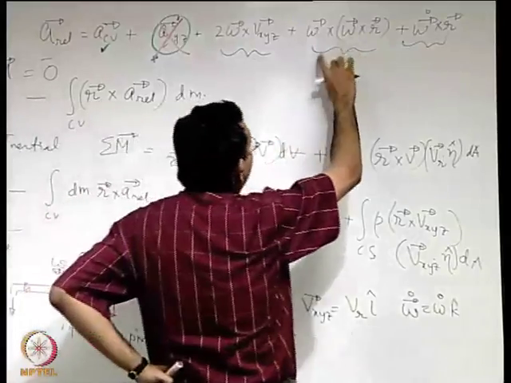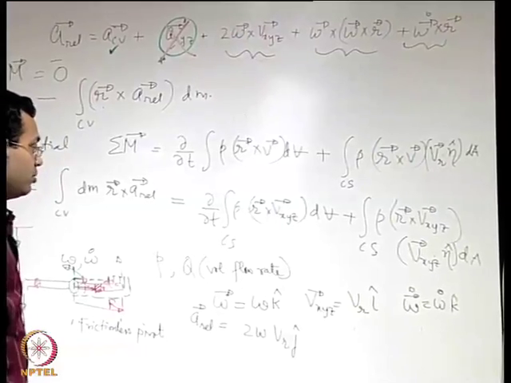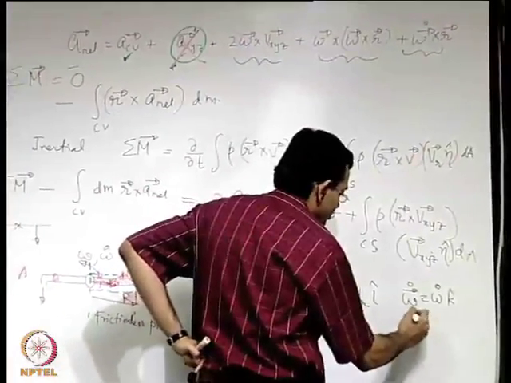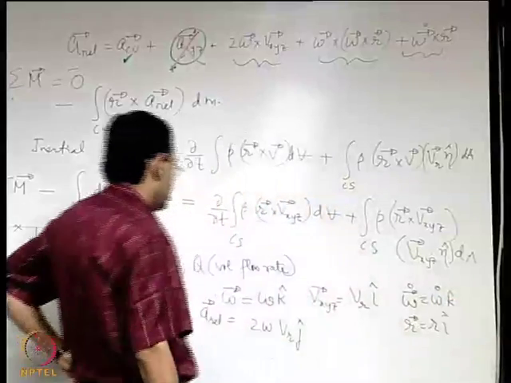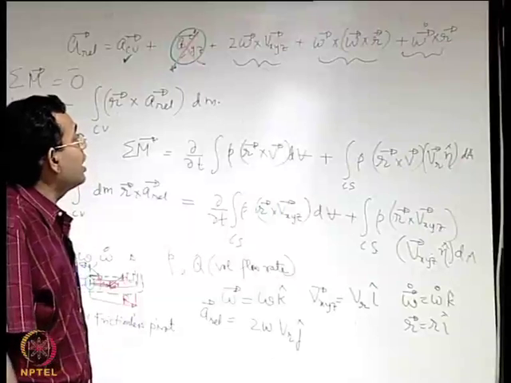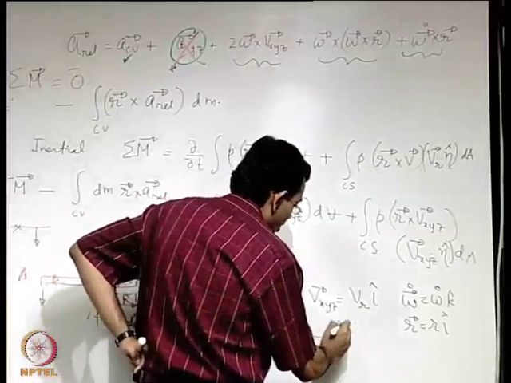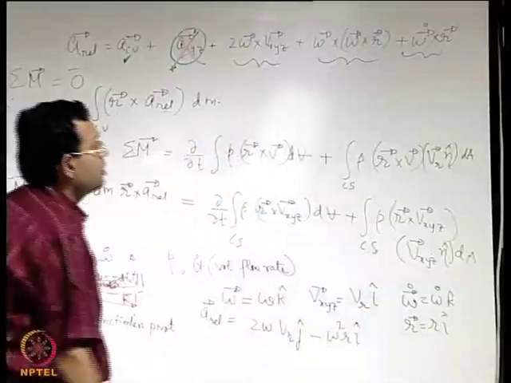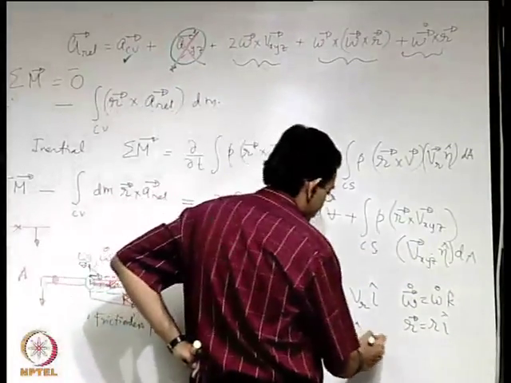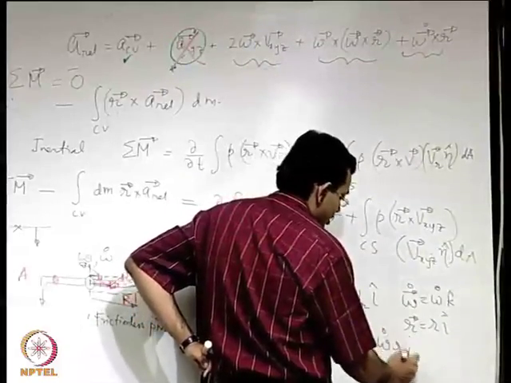Then omega cross r. What is r in a vector form? r i. So omega cross r is omega r j, and omega cross omega cross r is minus omega square r i. So it is just like centripetal acceleration, minus omega square r i. Then next is omega dot r j.